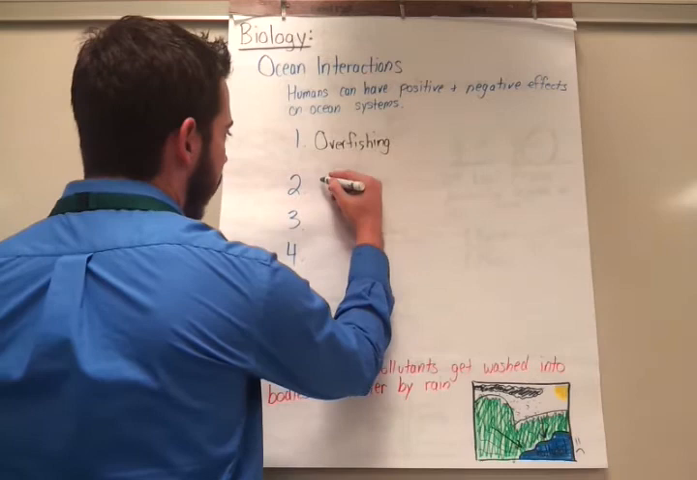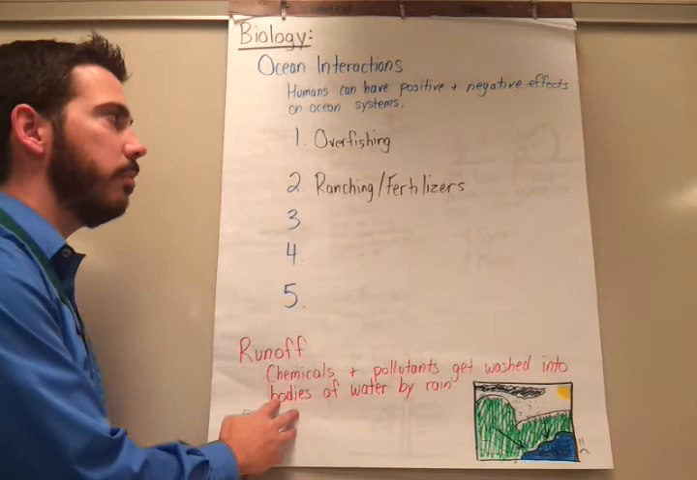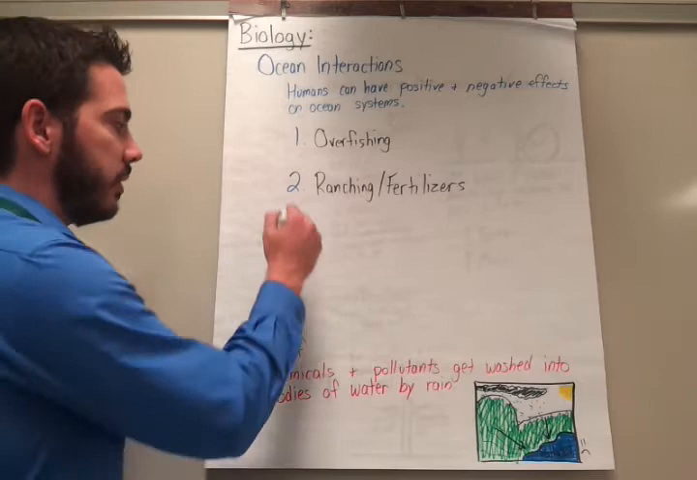or fertilizers. And we'll talk a little bit about runoff and how those get to the ocean, but basically the chemicals in fertilizers, and when we're talking about cattle, they have a lot of waste products, specifically feces or urine. All of those chemicals end up getting washed into the ocean, which does degrade the quality of the water.